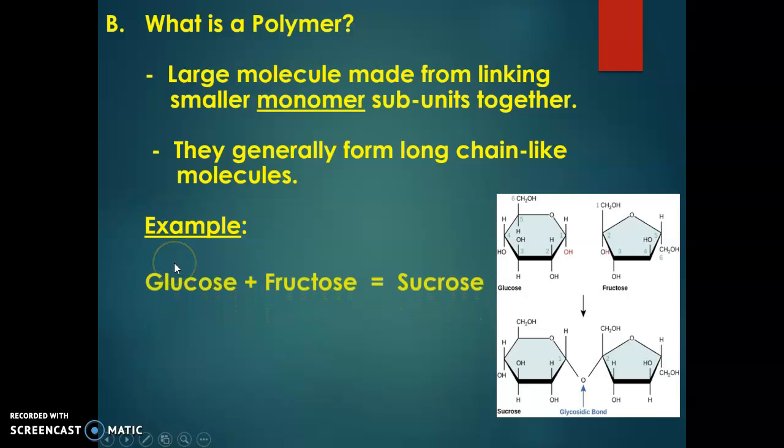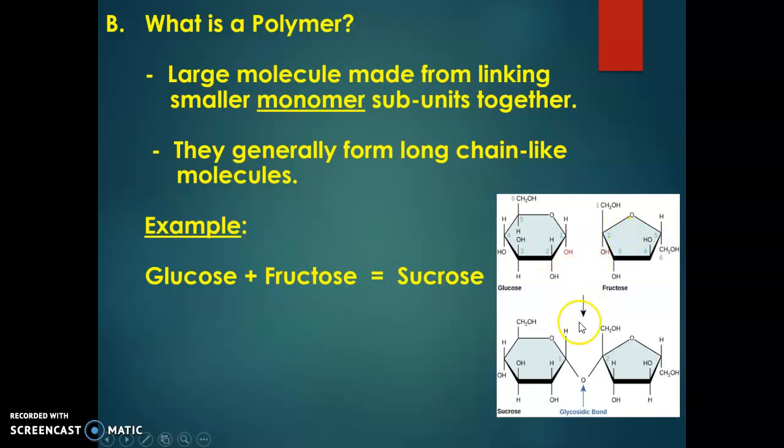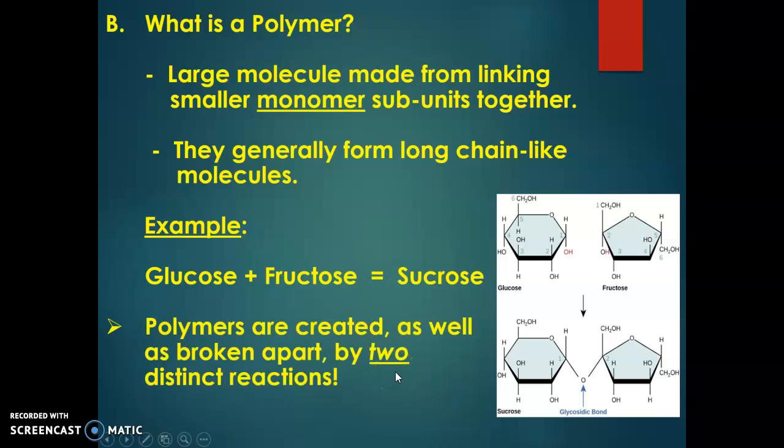An example, looking at the diagram, would be taking two monomer units, glucose and fructose, two types of sugars. They are monomers of carbohydrates, so here's glucose and here is fructose. Notice how their structures are different, but their formulas are the same, C6H12O6, so they're both isomers of each other. If I link them together, I get a larger molecule called sucrose, which is our regular table sugar that you would put in your coffee, tea, etc. So the idea is we link these smaller monomers together to get polymers.